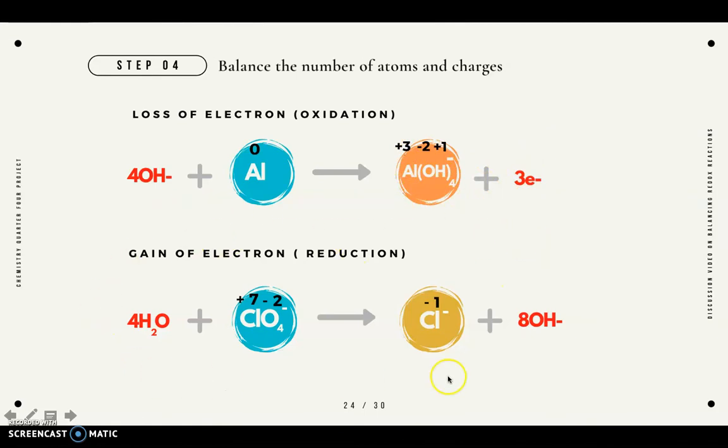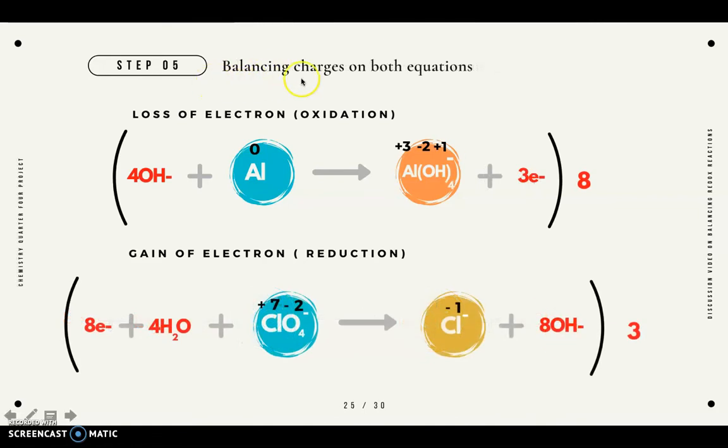For the reduction part, the net charge on the left side is -1 because the perchlorate ion has a -1 charge, whereas the water molecules are simply neutral. On the right side, there is a net charge of -9, brought about by the -1 charge of this chloride ion and the -8 charge of these 8 hydroxide ions. Thus, we will add 8 electrons on the left side to balance it all out. After that, we will proceed to step 5, which is to balance the electrons on both equations.